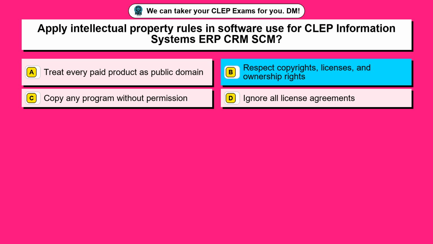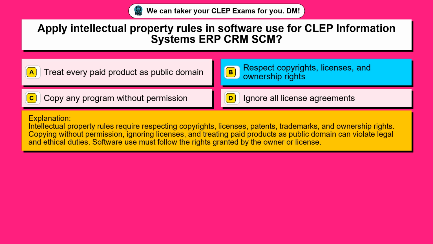The correct answer is option B. Respect copyrights, licenses, and ownership rights. Intellectual property rules require respecting copyrights, licenses, patents, trademarks, and ownership rights. Copying without permission, ignoring licenses, and treating paid products as public domain can violate legal and ethical duties. Software use must follow the rights granted by the owner or license.